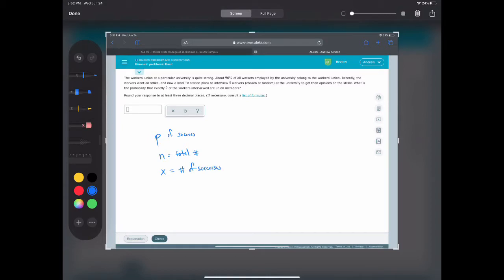Okay, so like here, the workers' union at a particular university is quite strong, about 96% of all workers employed by the university belong to the workers' union. So I'm guessing that's going to be my probability of success, so 0.96. Recently, the workers went on strike, and now a local TV station plans to interview 5 workers at random at the university to get their opinions of the strike. What's the probability that exactly 2?